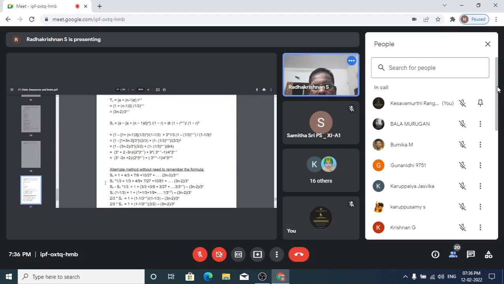Now you subtract Sn minus Sn into 1 by 3. Subtract equation number 2 from equation number 1. The first term is 1. The second term is 4 by 3, and subtracting 1 by 3, we get 3 by 3. In the same way, 10 by 27 and 7 by 27 becomes 3 by 27, and so on up to 3 by 3 power n minus 1. Then the final term is minus (3n minus 2) by 3 power n.